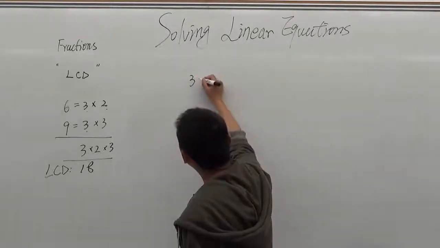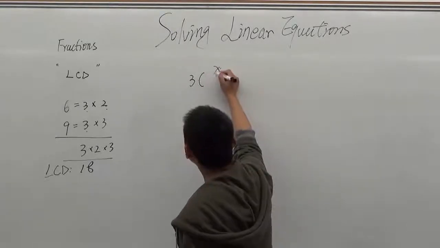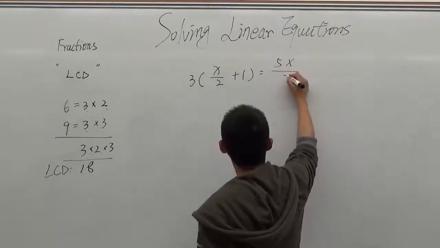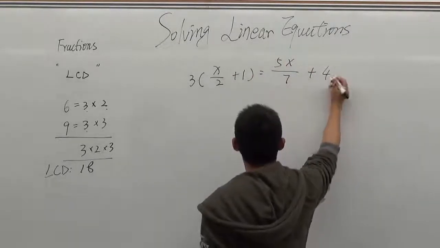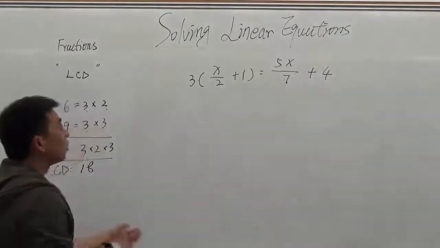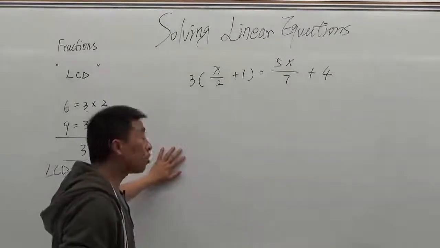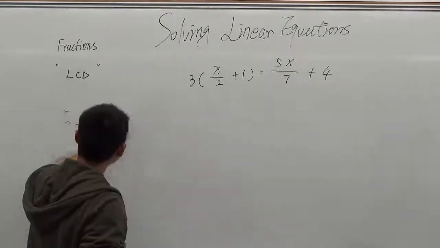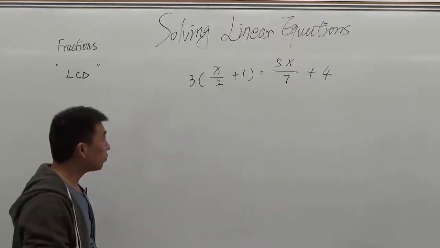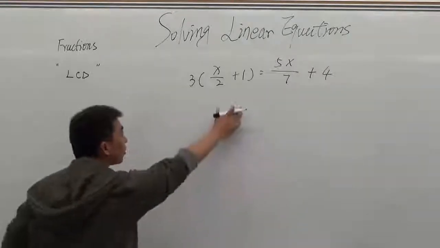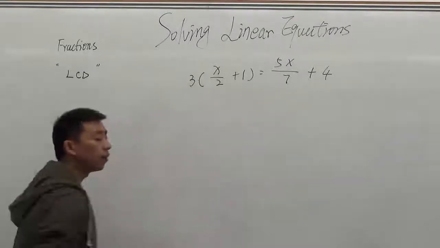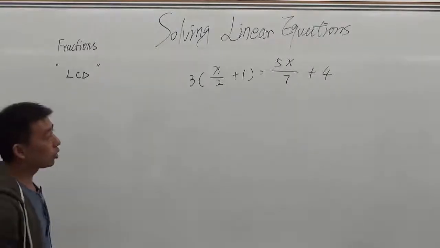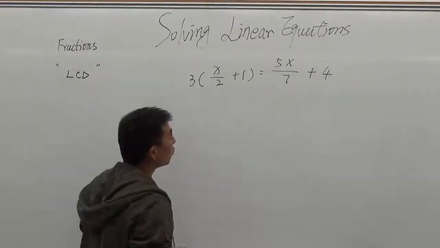We have 3 times the parentheses x over 2 plus 1 equals 5x over 7 plus 4. When there are the parentheses involved with a fraction, actually the very first step is not to find the LCD. The first step is to simplify the parentheses. Simplify the terms, the expressions that whatever in the parentheses, then open it. Then afterwards, you find the LCD. Multiply the LCD for both sides. Then you can solve this equation.